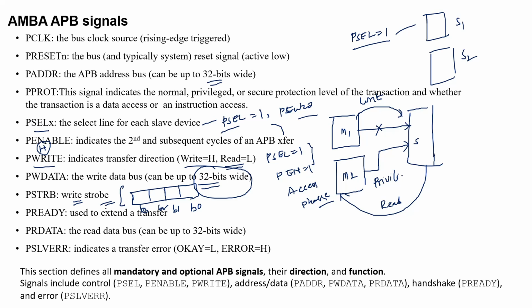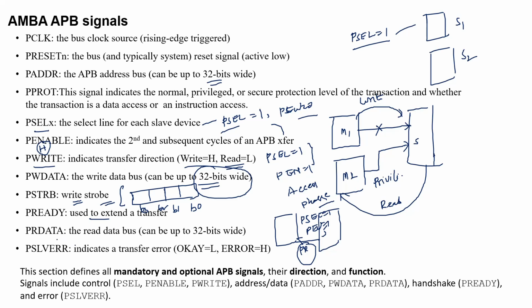Okay, and PREADY. PREADY is transferred from slave to master. The slave is sending this PREADY signal. Whenever you are setting PSEL equal to 1 and PENABLE equal to 1, in the next cycle the slave needs to send the PREADY signal as 1. Then only it will stop the communication. It means, okay, I have received the data, so the slave has received the data, and then the master stops the transfer.